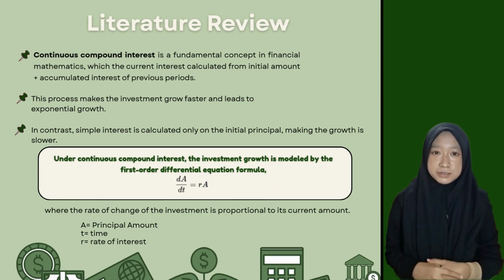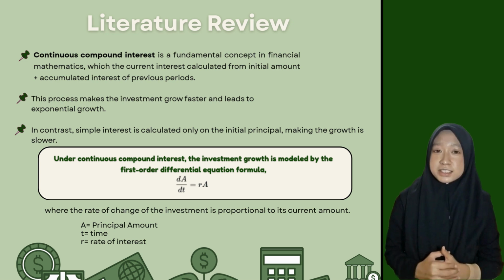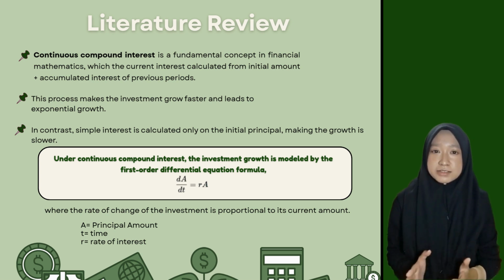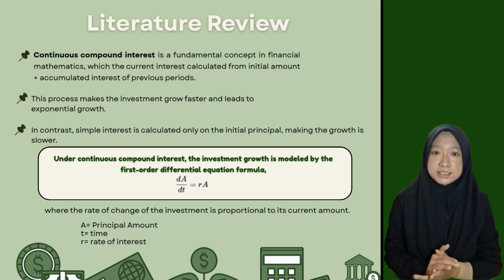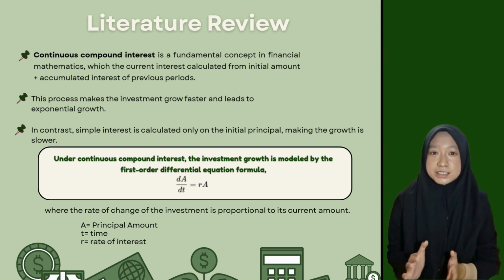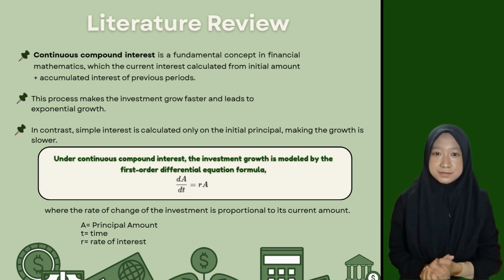Before we proceed to the calculation, we need to understand what continuous compound interest is. Continuous compound interest is a fundamental concept in financial mathematics, in which the current interest is calculated from the initial sum with accumulated interest of the previous period. This process makes the investment grow faster and leads to exponential growth, contrary to simple interest.